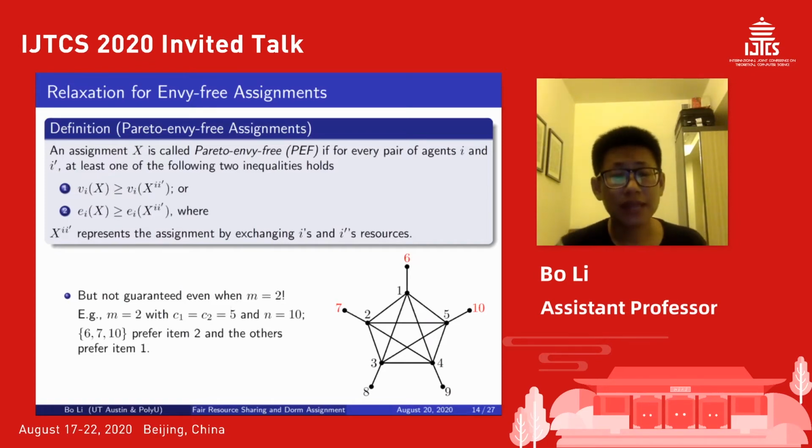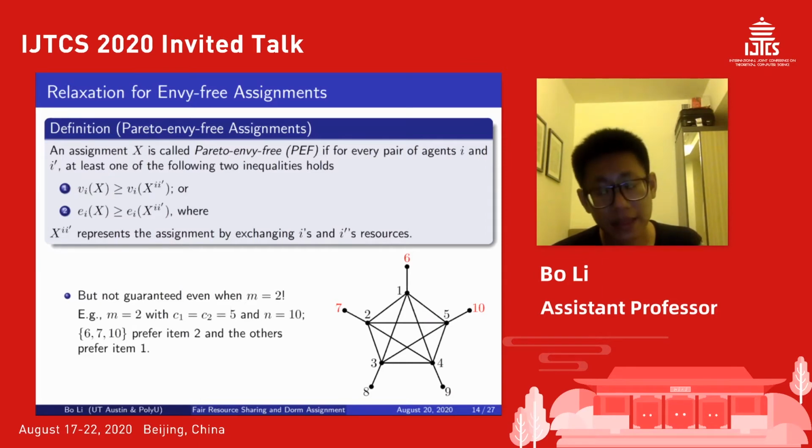Then we want to study to what extent Pareto NV-freeness could be guaranteed, especially for some very commonly studied settings. The first commonly studied setting is when there are only 2 resources. We need to partition the agents into 2 bundles. And for most cases, when the resource number is 2, we see that actually there is a Pareto NV-free assignment, but not for all possible cases.